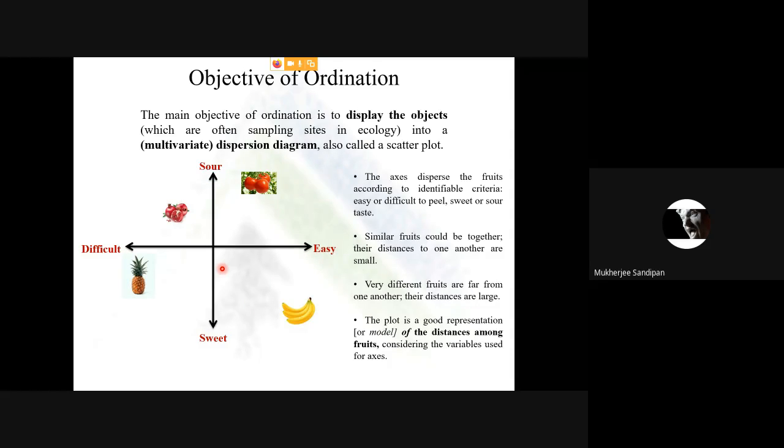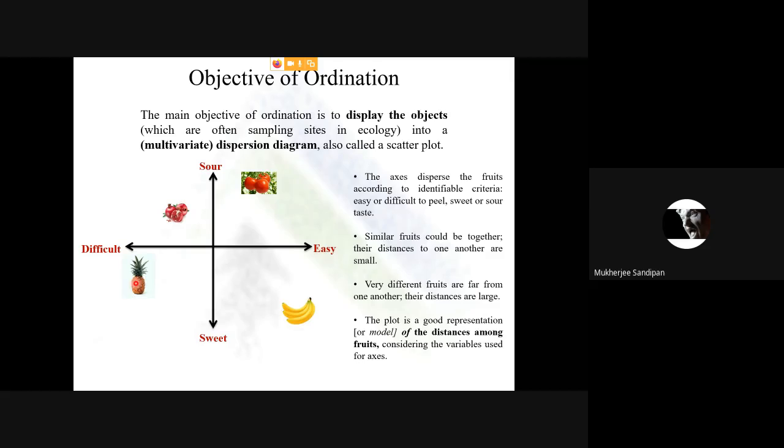Sweet to sour is the sweetness to sourness, and difficult to easy in terms of feeling. Now I have put banana far away, but it is very close to easy, and it is very close to sweet. Now the 0, 0 values indicate that it's very close to 0. It's neither sweet nor sour. But as you go towards the sweet direction, you find it is sweet, and if you go towards the sour direction, you find it sour. So it's a 4-dimensional plot where peeling and sweetness is represented.